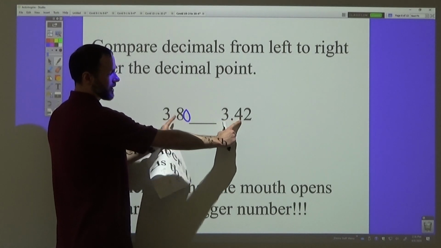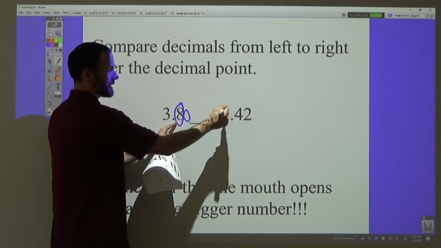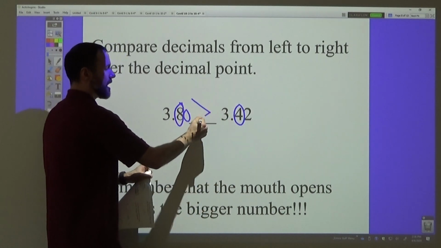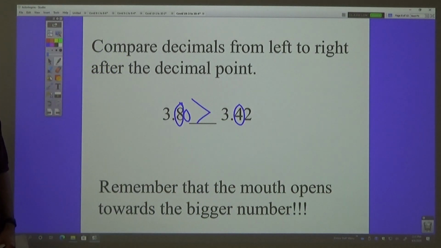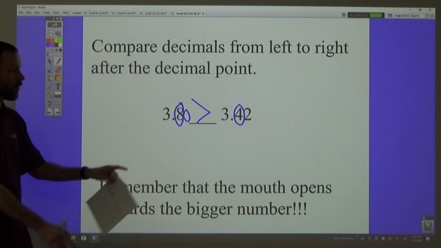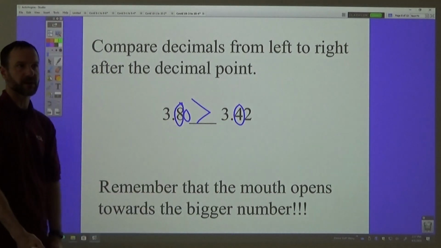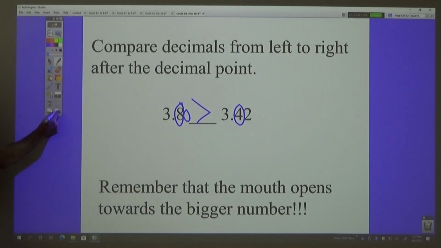3.8 versus 4. 4 is bigger than 3.8, so the mouth opens towards the bigger number. It is greater than. Or $3.80 is bigger than $3.42.